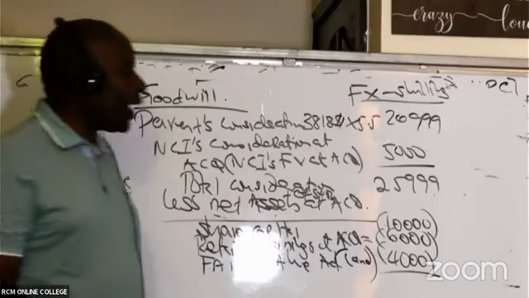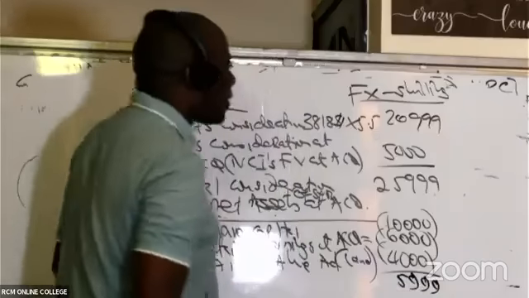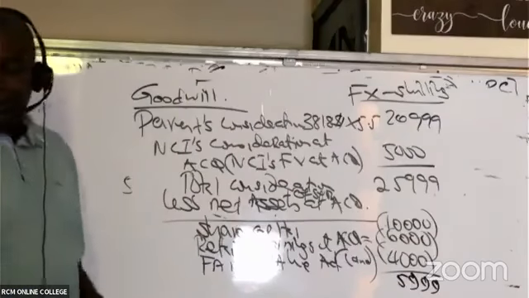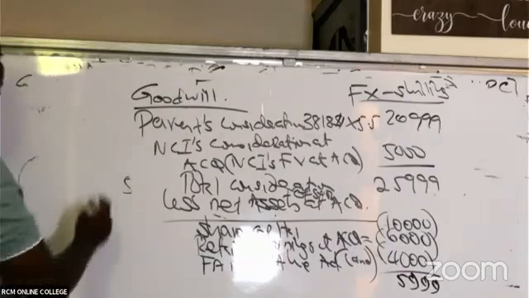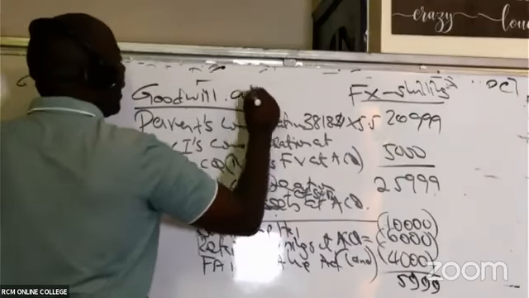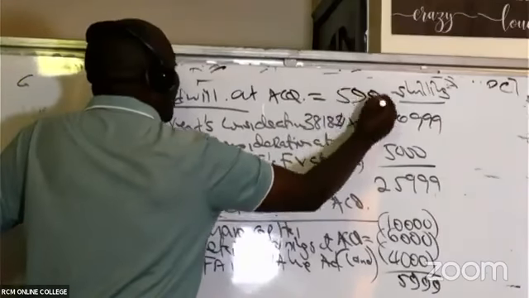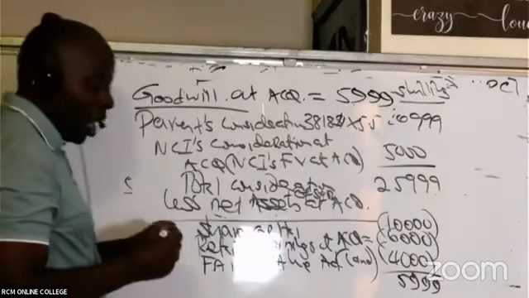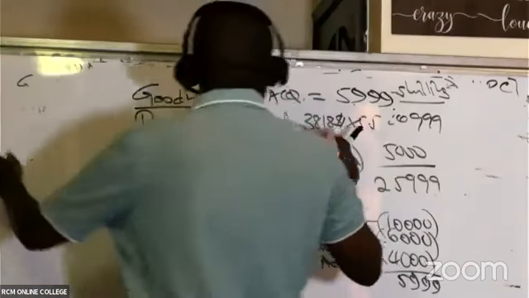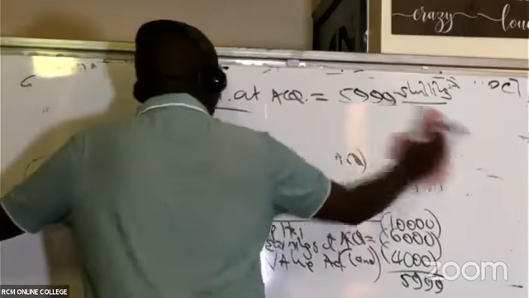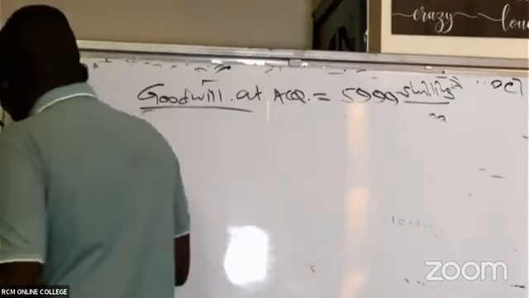Nancy is giving me 59,999 Kenya shillings. So then we have goodwill at acquisition. This goodwill is 59,999. There was no impairment at all. No impairment in the question. Impairment 0.